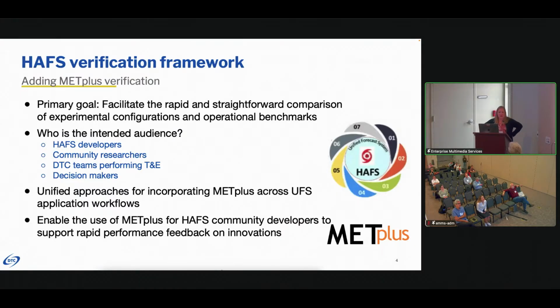So as far as this framework, the primary goal is to facilitate the rapid and straightforward comparison of experimental configurations and operational baselines. So we've been asked to add MET+ to the HAVS verification, or the HAVS workflow, with the intention of having it available for HAVS developers and community researchers, as well as our internal teams that are doing testing and evaluation, as well as decision makers for looking at prototype configurations for operations.